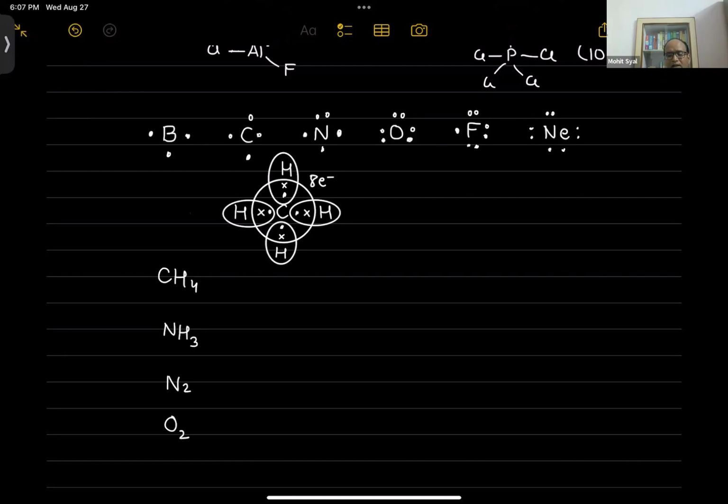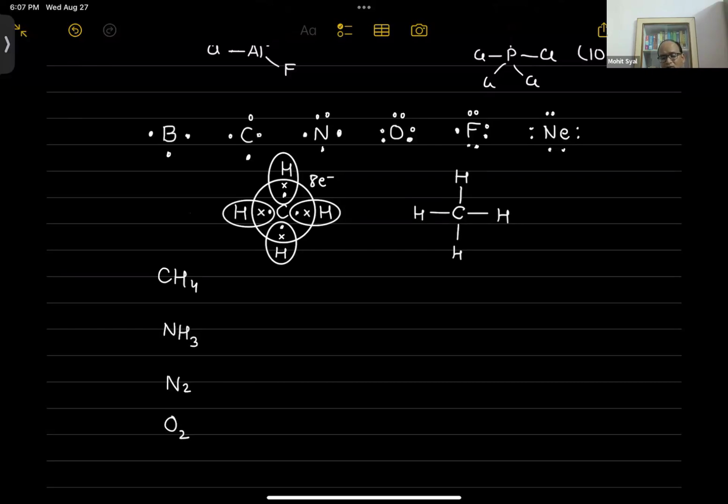This is how you represent it in class 10, but now you are not going to represent it this way. A single pair of electrons after sharing is represented by a line, and that's how you represent a bond. Is it clear?